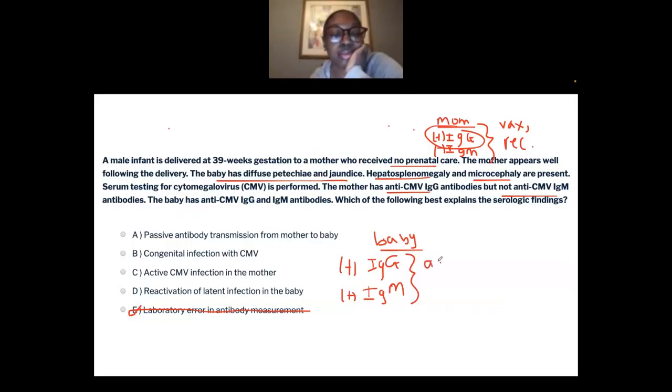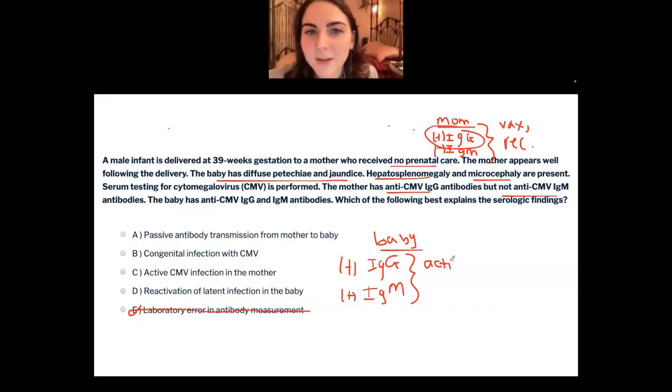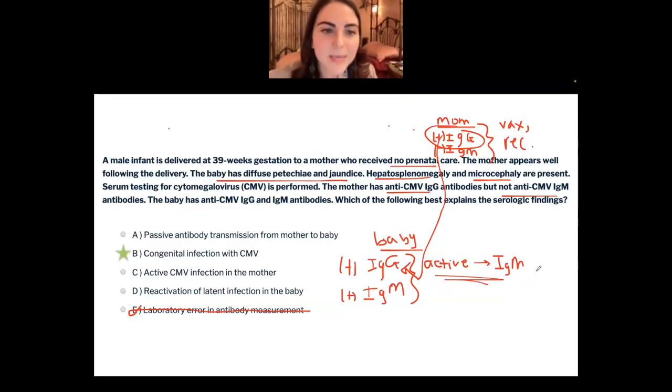Yes, good. But then you're sitting here and you're like, well, why does she have IgG then? Shouldn't she be recovered? But who has IgG? Mama. So mom passed her IgG over to the baby, but it wasn't enough because the baby still has an active infection. So this one is congenital infection with CMV. The baby has CMV actively right now. That's what IgM tells you, no ifs, ands, or buts about it.